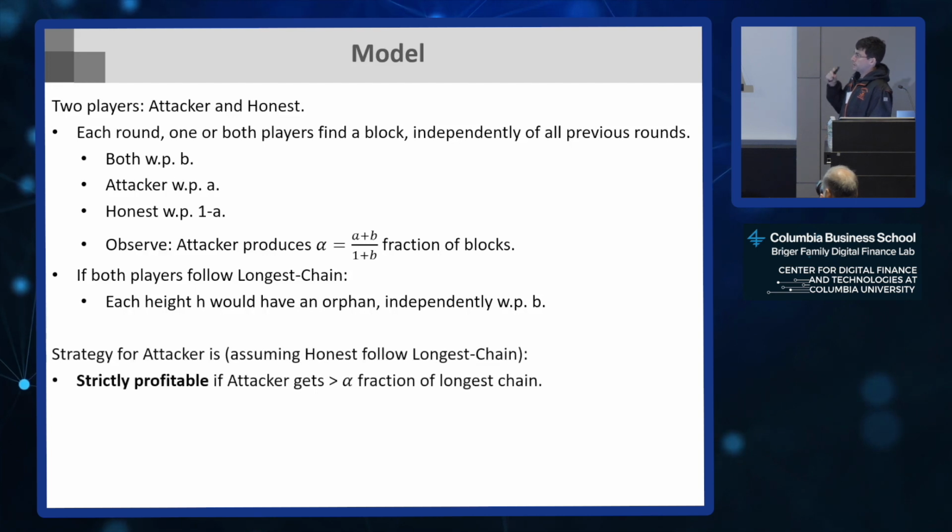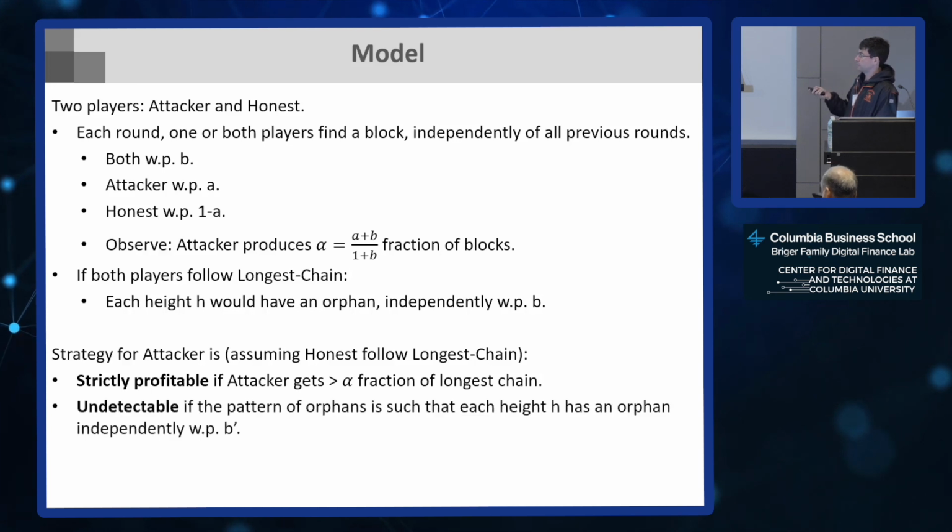So what does the attacker want to do? They assume that the honest party is following the longest chain. We're just trying to establish whether it's a Nash equilibrium to be honest. We're not trying to optimize or find the Nash equilibrium, and we're trying to show that it's not. So I would say the attack is strictly profitable if the attacker gets a strictly bigger than alpha fraction of the stuff in the longest chain.